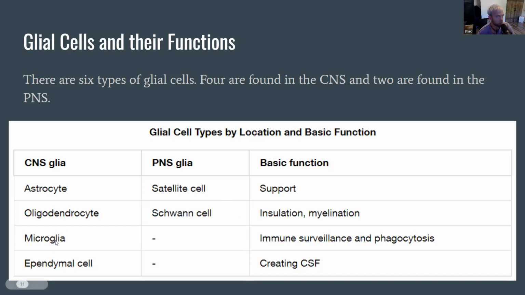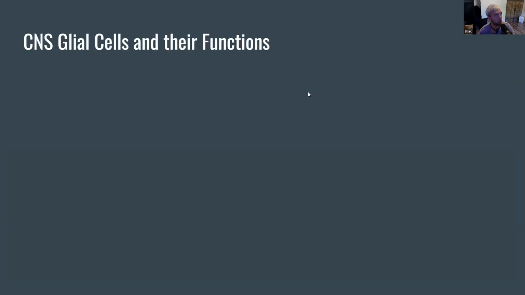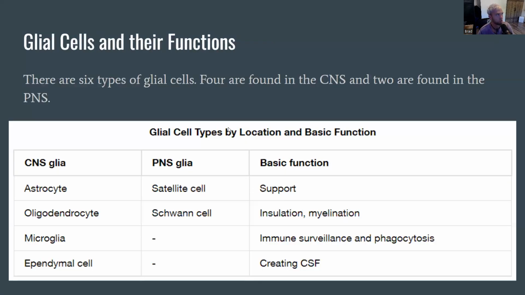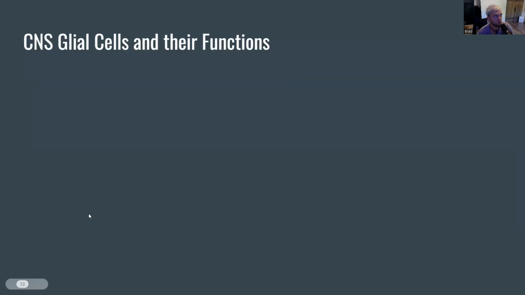And then only in the central nervous system do you find the microglia and the ependymal cells, because that's where you have the cerebral spinal fluid. All right, so we're going to dive into these in a little bit more depth. In the central nervous system, we'll talk about the central nervous system cells. That's these ones right here, the astrocytes, the oligodendrocytes, the microglias, and the ependymal cells. We're going to talk about those more in depth now.